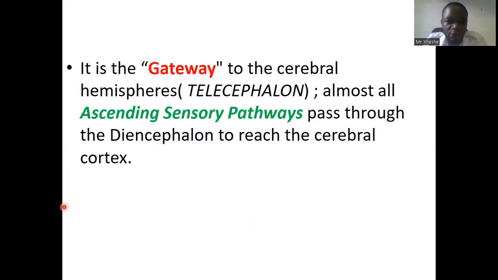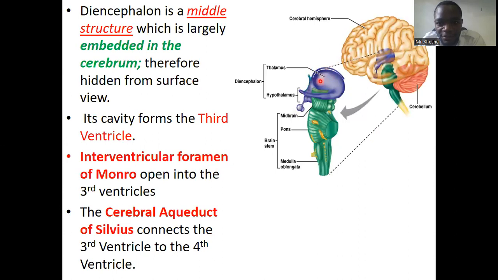Right. So here we're saying almost all ascending sensory pathways must pass through the diencephalon. All right. So almost all ascending neurons, remember ascending neurons, all of them are sensory. They are taking sensation from different parts of the body for the brain to interpret. So they must pass through the diencephalon, mainly the thalamus. Look at that. That's the thalamus.